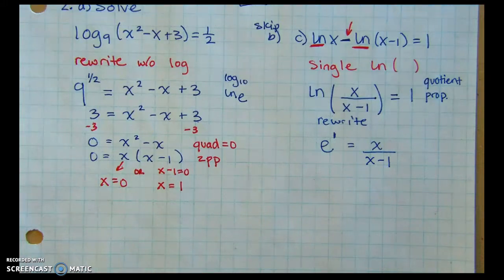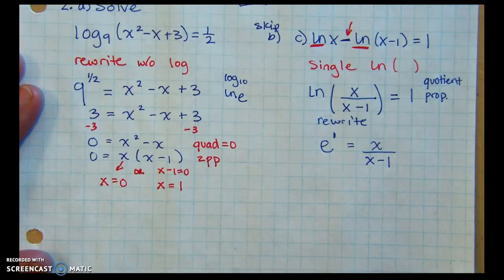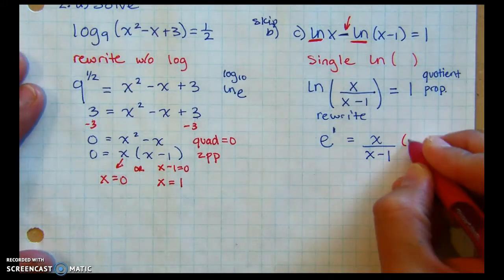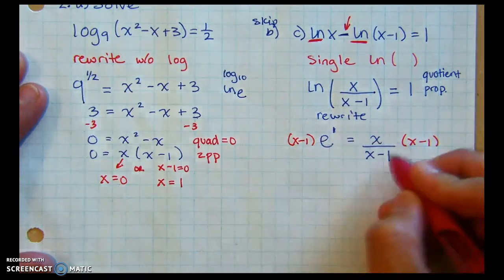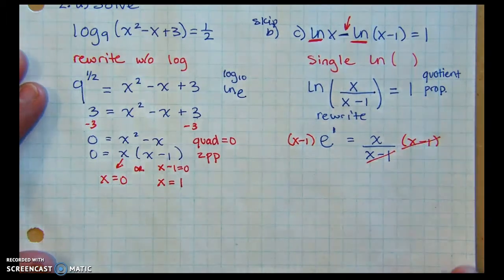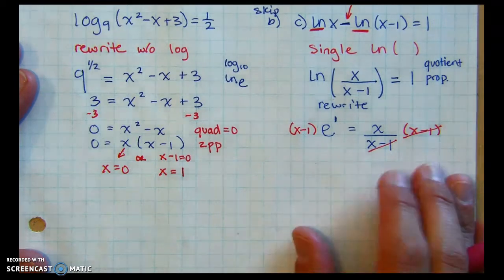All right. How do we solve this? This is solved for e, but we need to solve it for x. So what we're going to do is multiply both sides by x minus 1 to get rid of the fraction.